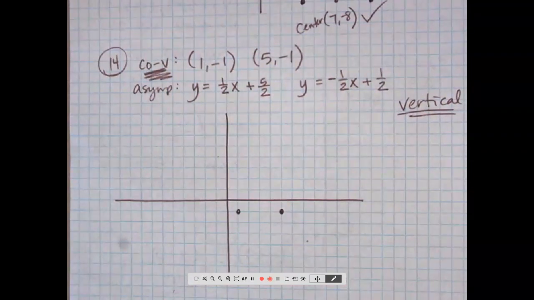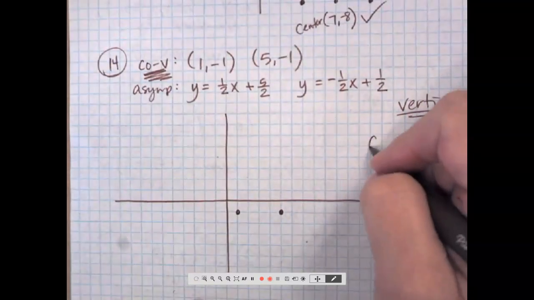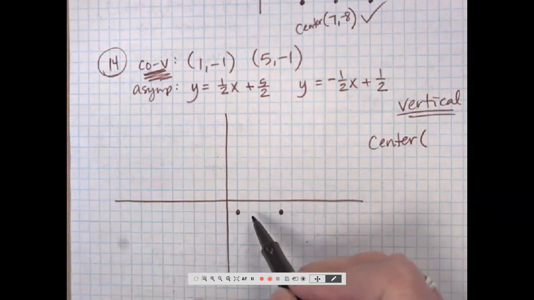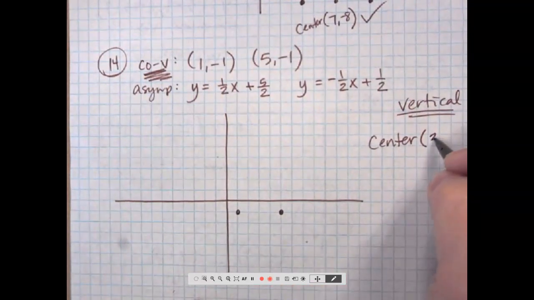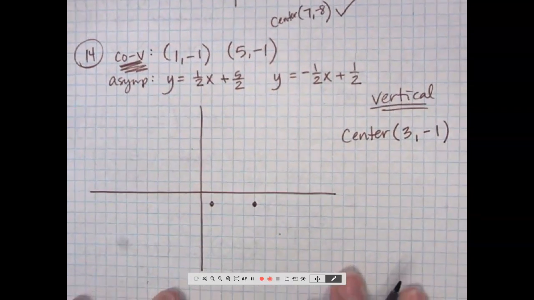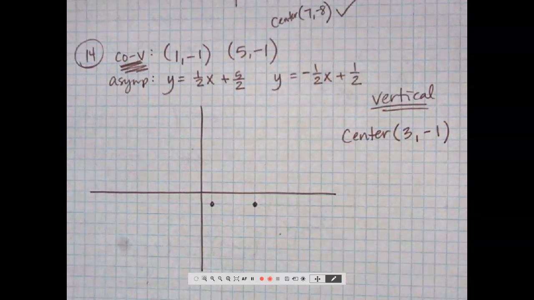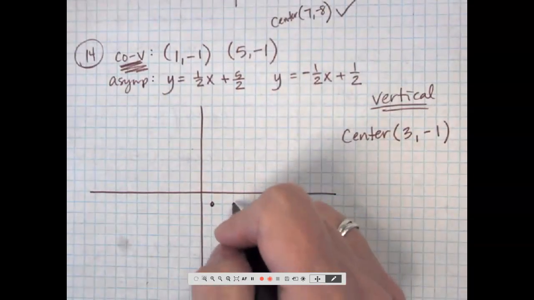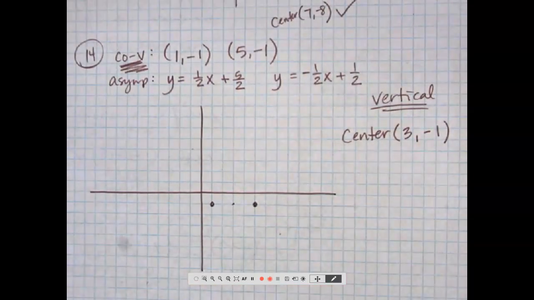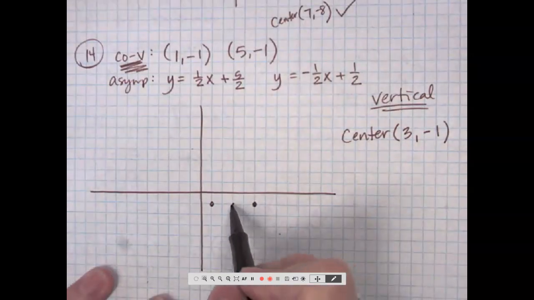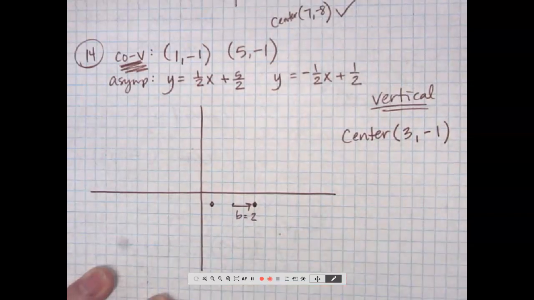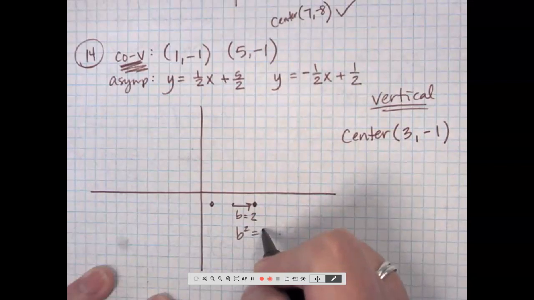Okay, any other questions on this so far? Okay, we can find the center point, right? Figure out that point in the middle, whatever method you're using. Should be getting 3, negative 1. Okay, so what other piece of information can I get from this? The B, because those are not vertices, they're co-vertices. So this distance here is B. B is 2, so B squared is 4.